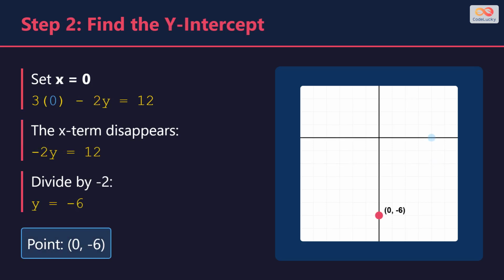Step 2. Now we find the y-intercept. This time, we substitute 0 for x. The term 3x disappears. Be careful with the negative sign here. We are left with negative 2y equals 12. Dividing by negative 2, we get y equals negative 6. Our second point is (0, -6).